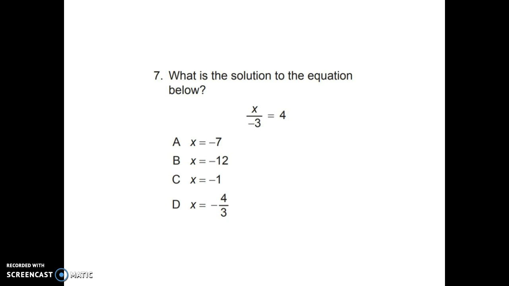Number 7. What is the solution to the equation below? X divided by -3 equals 4. A. X equals -7. B. X equals -12. C. X equals -1. D. X equals -4/3.